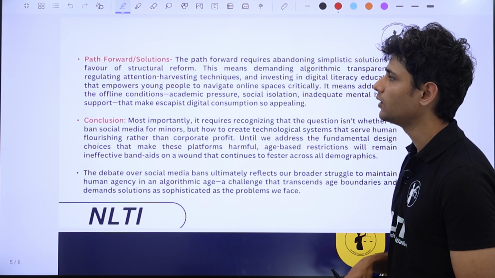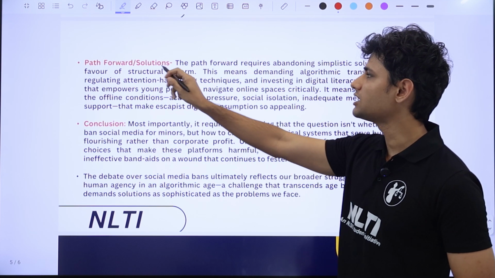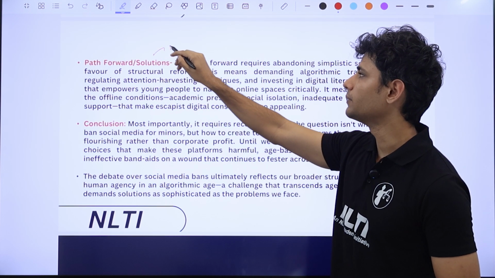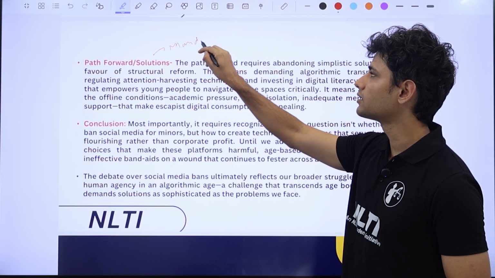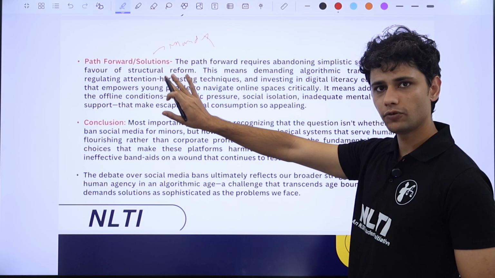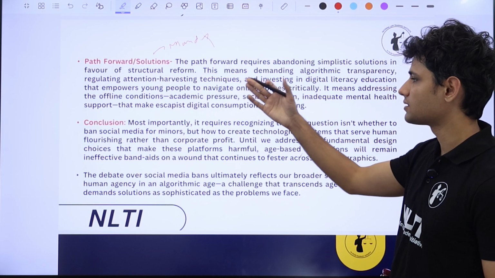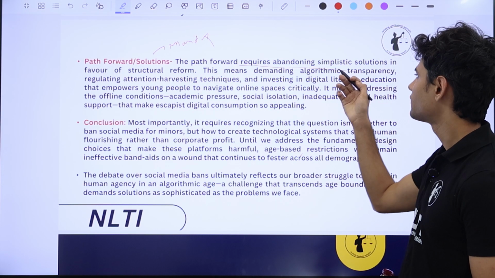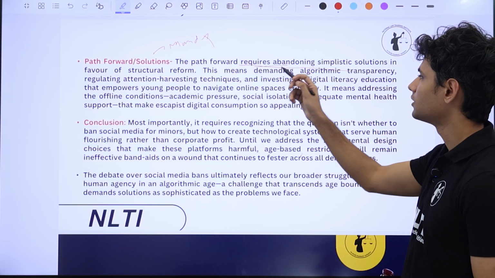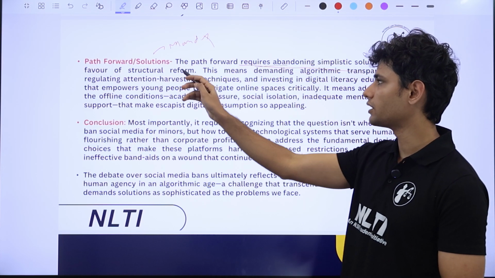Once we have done that, we look quickly towards what the way forward looks like. Again, this part is not mandatory, keep in mind. The above things I've discussed with you are mandatory, but this is not. It's fine if you have a way forward. If you have some ideas, you can discuss them. So for instance, in this case, I have stated that the path forward requires abandoning simplistic solutions in favor of more structural reforms.